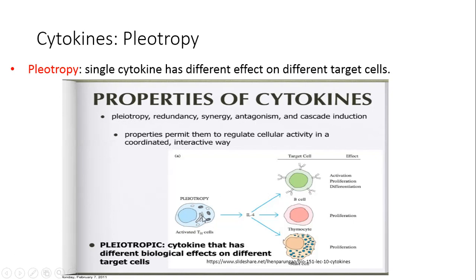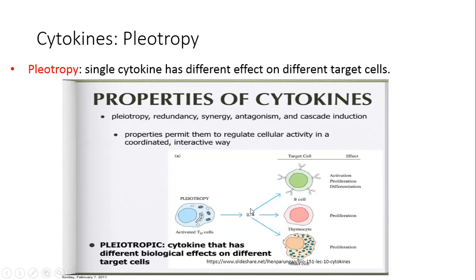Here's an example of pleiotropy. We have an activated T helper cell that releases interleukin-4. Interleukin-4 acts on target B cells, so there'd be a receptor here for interleukin-4. What impact does interleukin-4 have on B cells? It provides activation, proliferation, and differentiation of B cells. That same interleukin-4 acts on thymocytes, and it causes proliferation of thymocytes.